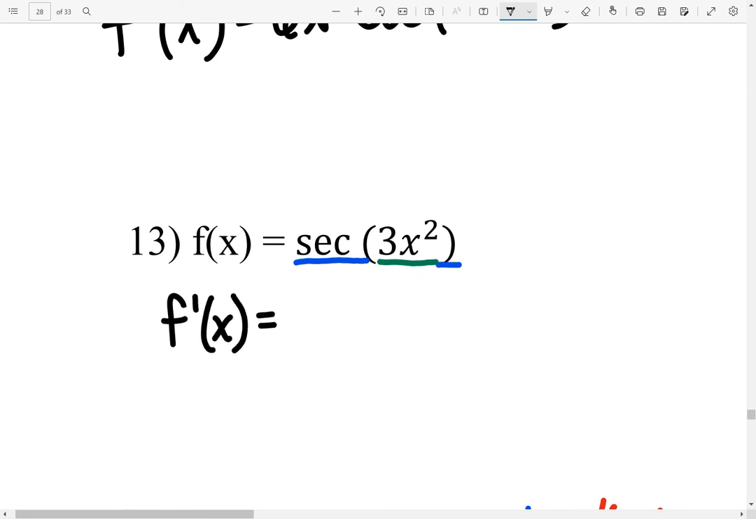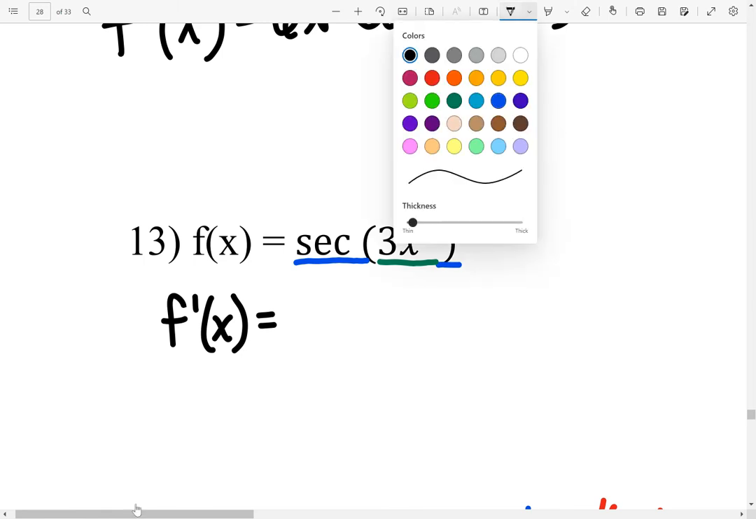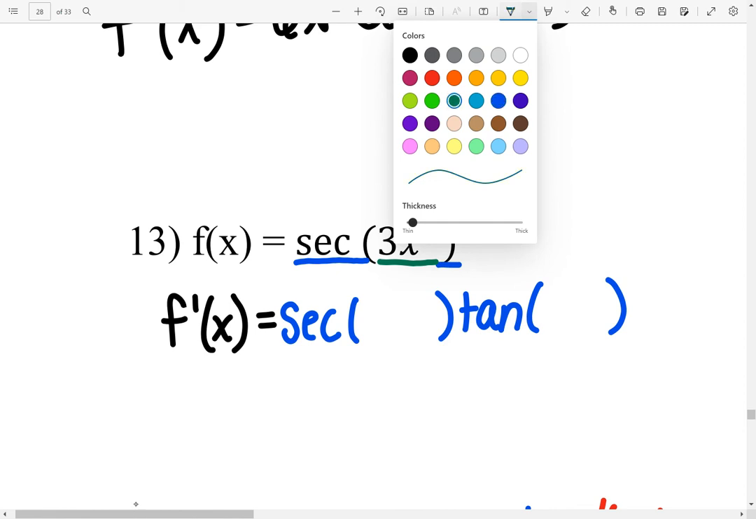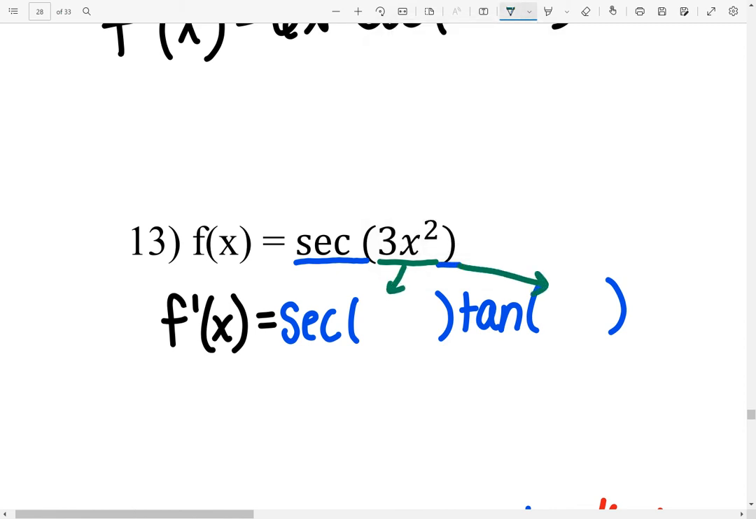But I look in my table and I see that the derivative of secant is secant tangent. There's 2 parentheses when I take the derivative. Guess what? That 3x squared goes into both of them. 3x squared here, 3x squared there. Just copy it down twice. Then you multiply by the derivative on the inside, 6x. Don't let that trip you up.